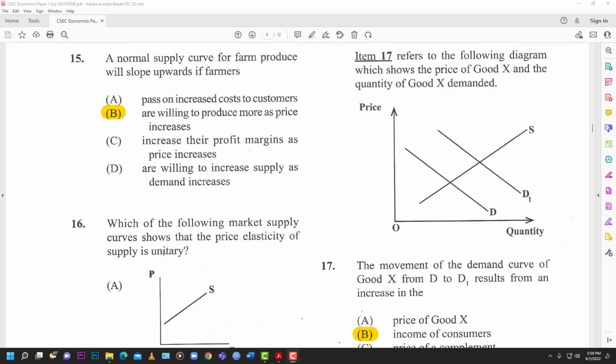Number 17 refers to the following diagram, which shows the price of good X and the quantity of good X demanded. So we're looking at a market in equilibrium right here.